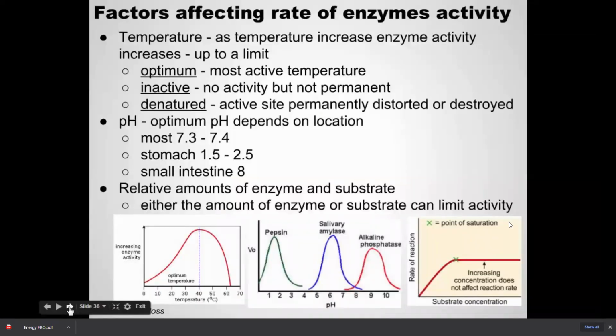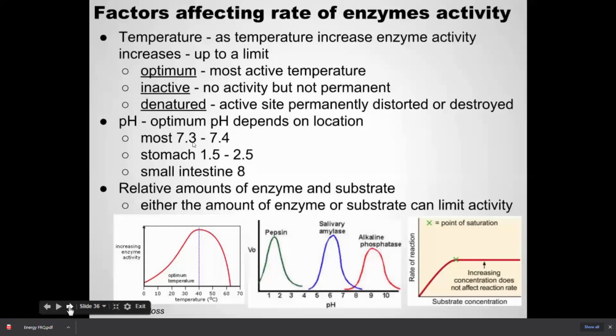Some things that affect the rate of enzyme activity. Big one's temperature, for sure. As the temperature increases, the enzyme activity will increase up to an optimum, and then you get denaturation of that enzyme. They really like asking about denaturation to make sure you understand that enzymes are proteins and proteins are affected by temperature. So if something gets too hot and you see a lowered activity, make sure you talk about how the enzyme is likely denatured, as evidenced by the decrease in reaction rate.